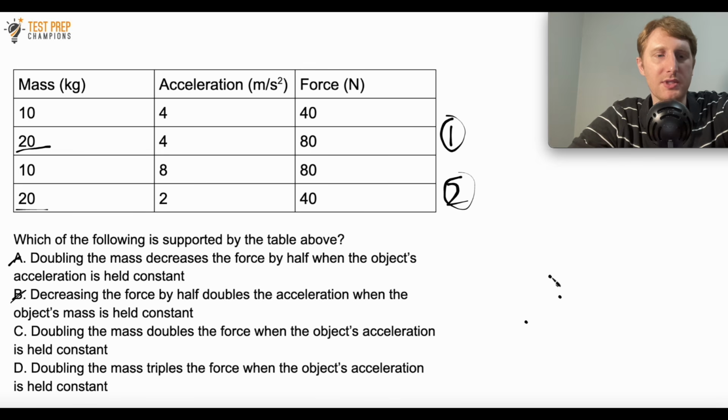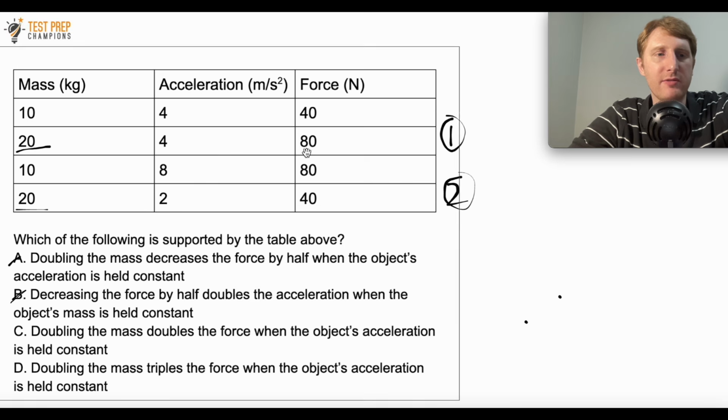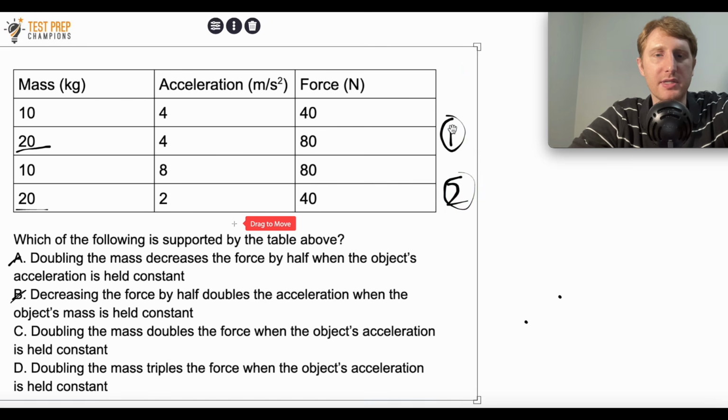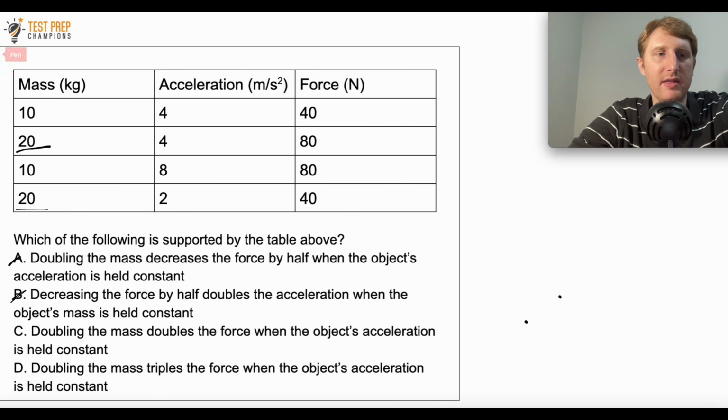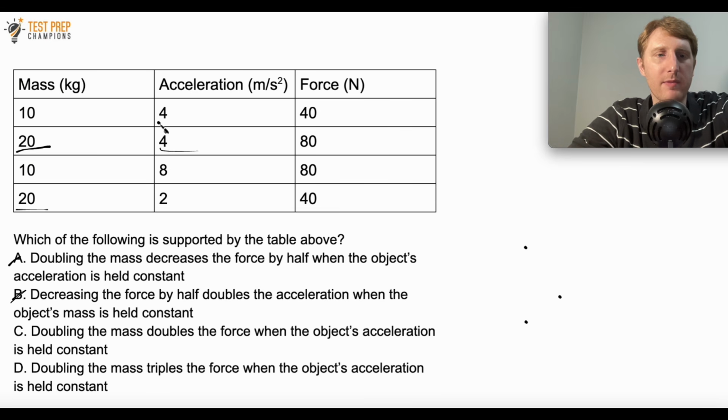So now what about C? Doubling the mass doubles the force when the object's acceleration is held constant. Well, if we go back to the first case that we looked at, where the acceleration was constant, we had the 4 and the 4. And we saw that when we doubled the mass, when the mass goes from 10 to 20, the force went from 40 to 80. So when the mass doubled, the force also doubled when the acceleration was held constant. So C is the correct answer here.